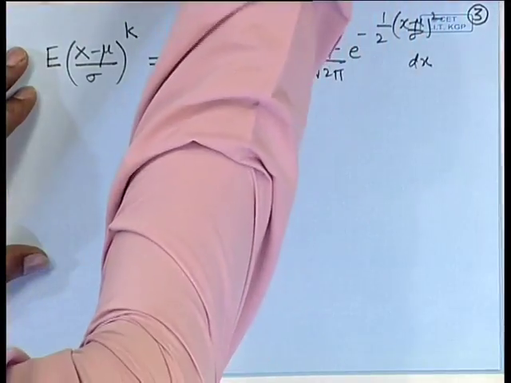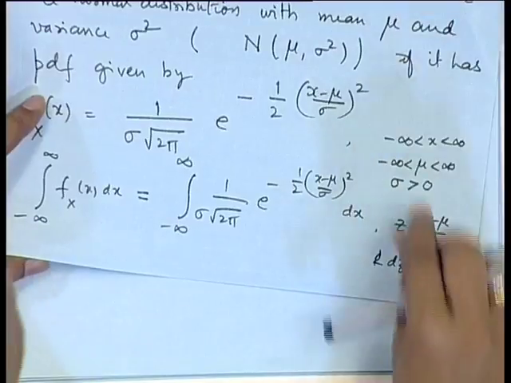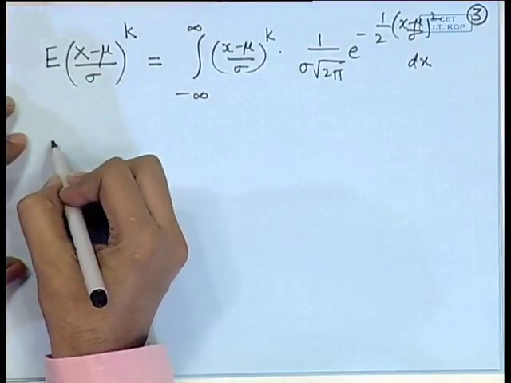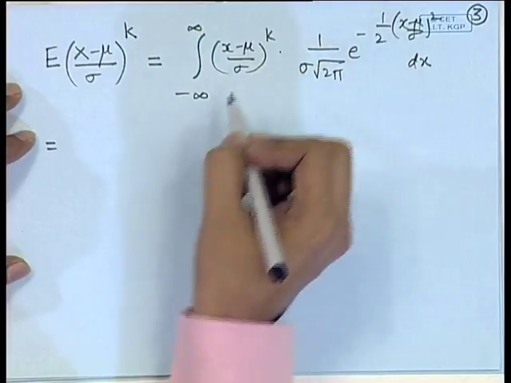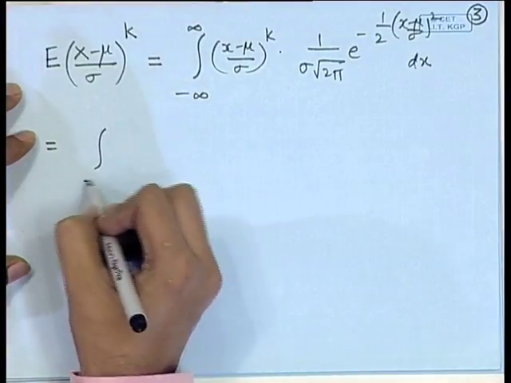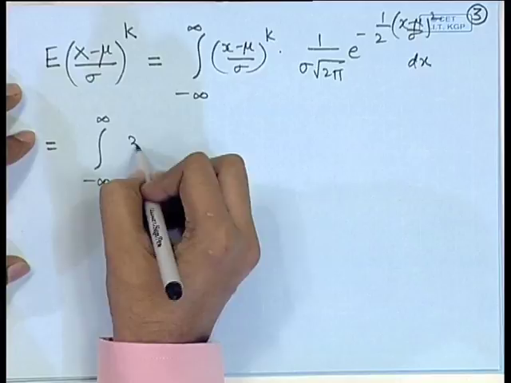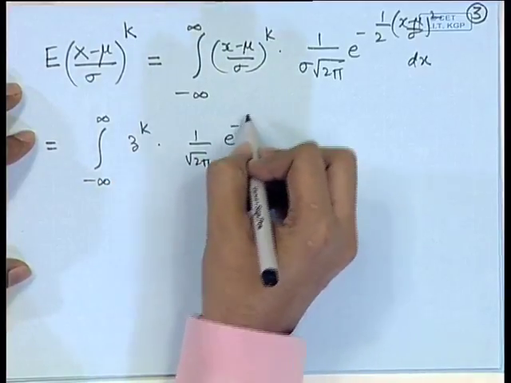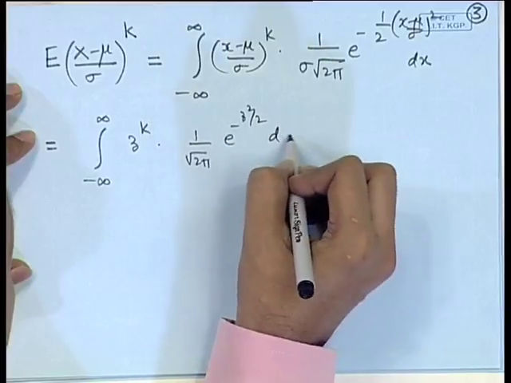So, consider the transformation (x minus mu) by sigma is equal to z. So, this particular integral will reduce to the integral from minus infinity to infinity of z to the power k times 1 by root 2 pi e to the power minus z square by 2 dz.